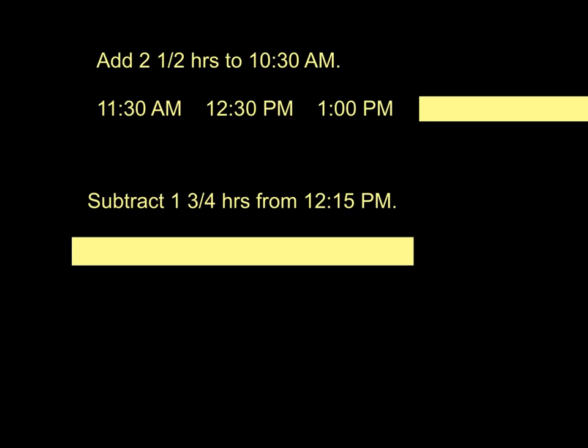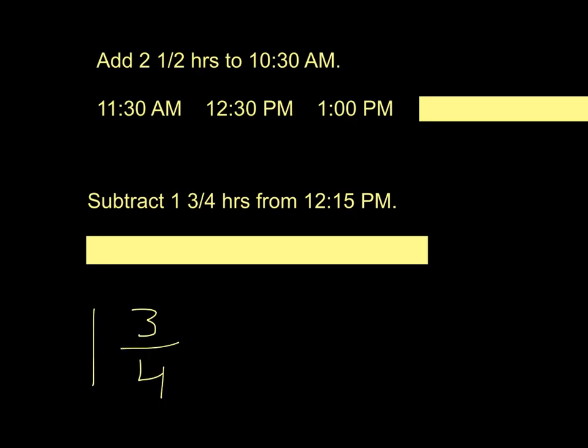Our final problem, we are going to subtract 1 3/4 hours from 12:15 p.m. This is a bit more of a challenge. Our first task is to convert 1 3/4 hours to hours and minutes. 1 3/4 can be expressed as an equivalent fraction.